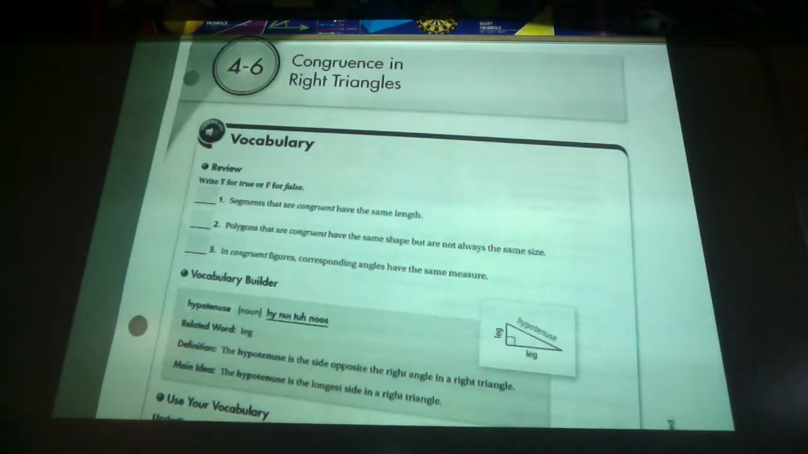So we're going to talk about 4-6. I'm going to try to get through all of this today, and we'll see how far we get. So, true, false. Segments that are congruent have the same length. That is true.